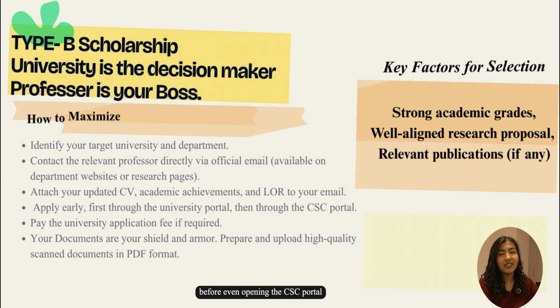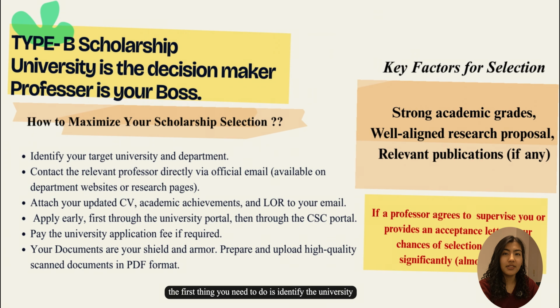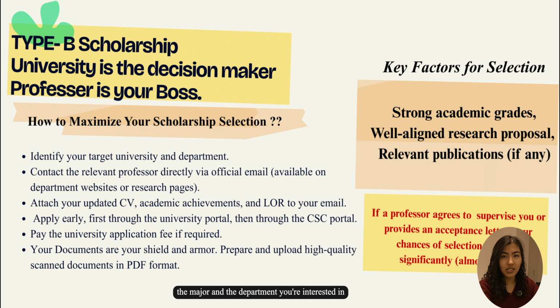Before even opening the CSC portal, the first thing you need to do is identify the university, the major, and the department you're interested in. Then visit the department website and look for professors that match your research interest. You need to reach out to them through their official university email and introduce yourself formally. In your email, make sure to include your updated CV, academic transcript, and a research proposal.